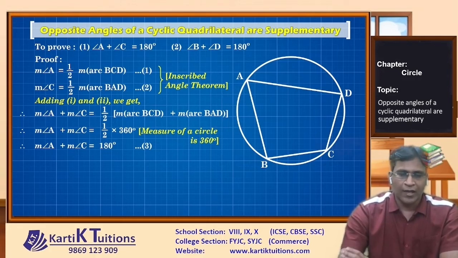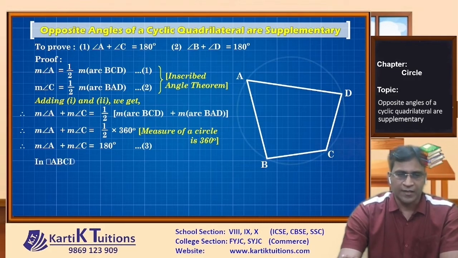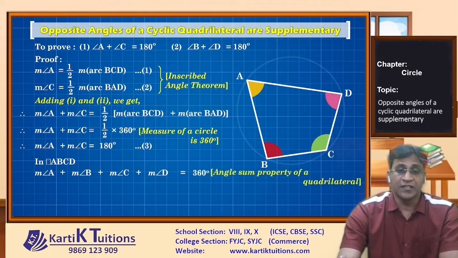So let's talk about the entire quadrilateral. In quadrilateral ABCD, when I add all the angles, that means angle A plus angle B plus angle C plus angle D, the total has to be how much? 360. Why? Angle sum property of a quadrilateral.